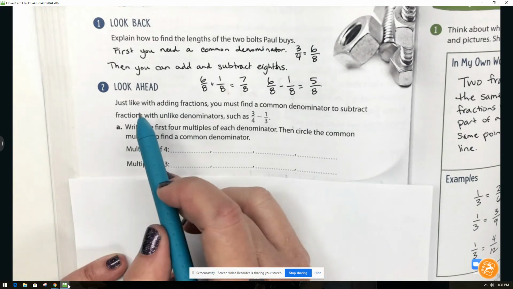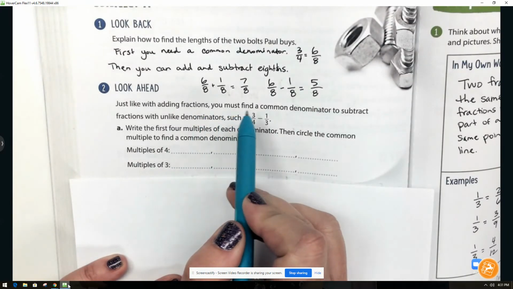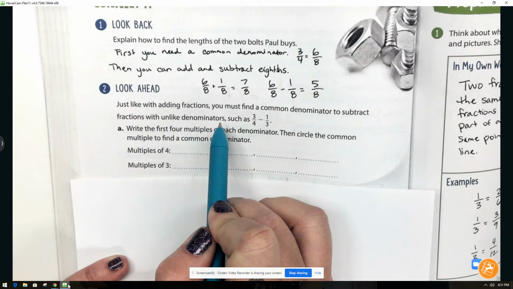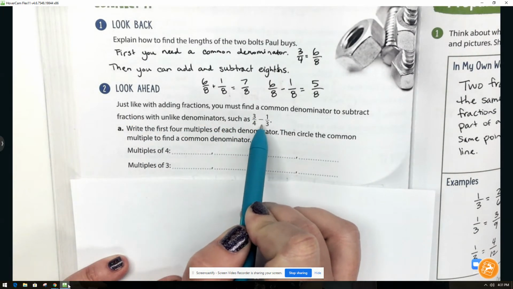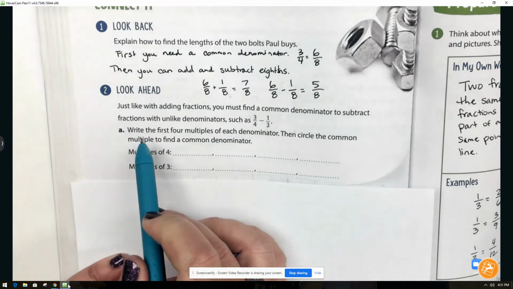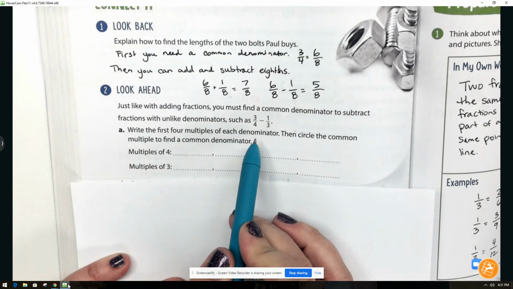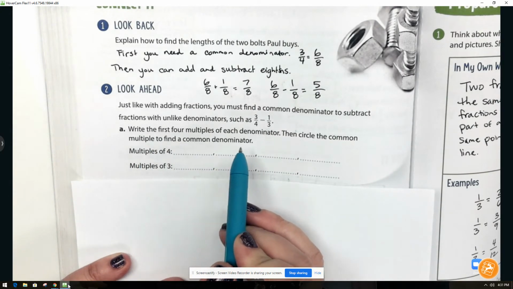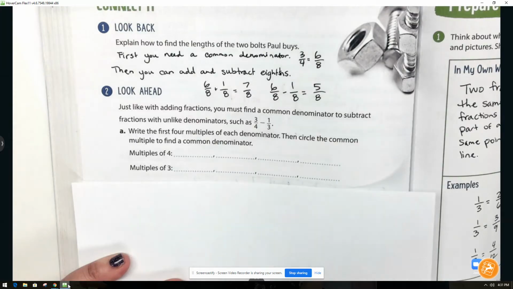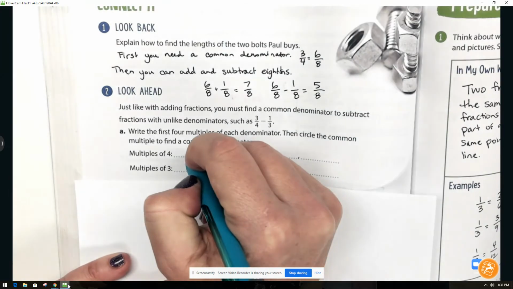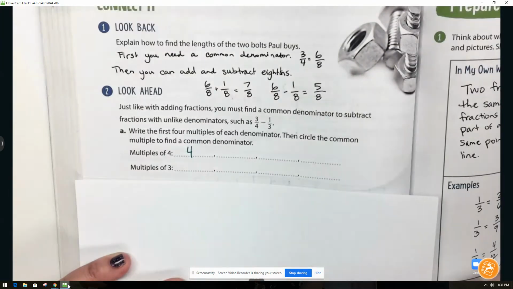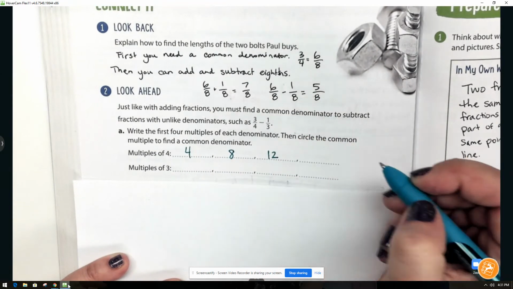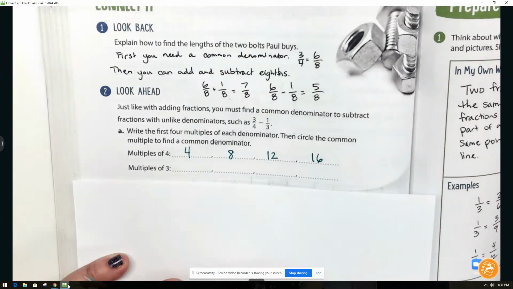Now for number 2, it says, just like with adding fractions, you must find a common denominator to subtract fractions with unlike denominators, such as 3/4 minus 1/3. Write the first 4 multiples of each denominator. Then circle the common multiple to find a common denominator. So we're going to start with our multiples of 4. Remember, we always start with 4 times 1, which is 4. 4 times 2 is 8. 4 times 3 is 12. 4 times 4 is 16.